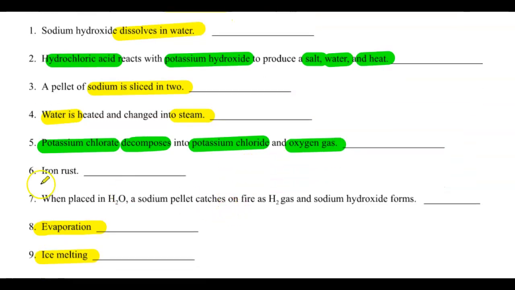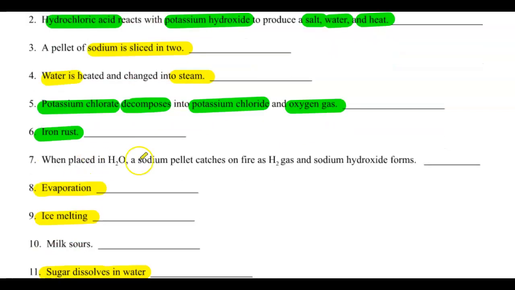Definitely chemical. Iron rusts. You could stick your finger through a rusty spot on your car. You wouldn't want your whole car made of rust. They're not the same things. That's something new. Okay, sodium pellet put with water catches on fire. We're going to see this in chapter 5. It's pretty cool. And we get a new gas. Definitely chemical. We're getting something new. There's a big energy change with a fire.